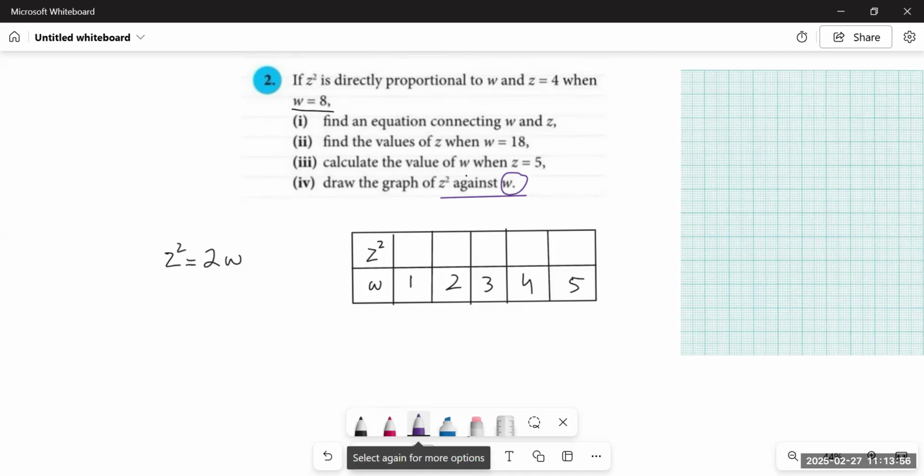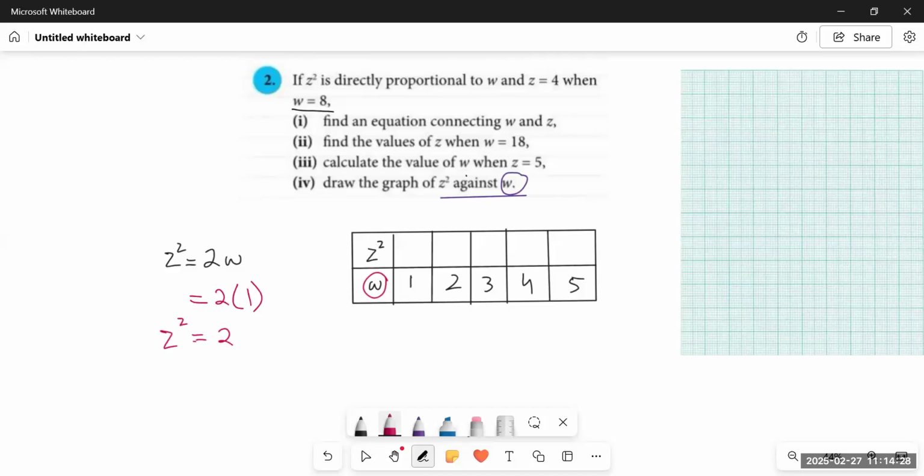Now, what variables have they taken? They have taken z square and w. So we will take the corresponding values of z square against w, not z. This is very important. So for this, we will suppose some values of w as 1, 2, 3, 4, 5. And for that, we are going to find the values of z square, not z. We will substitute the value of w as 1. If we substitute the value of w as 1, it becomes 2 ones are 2, and the value of z square becomes 2.